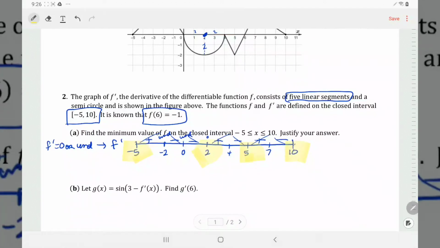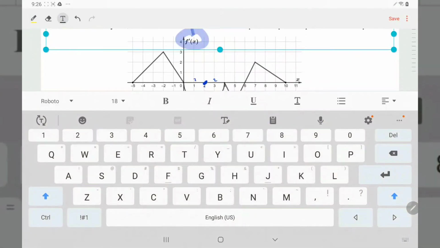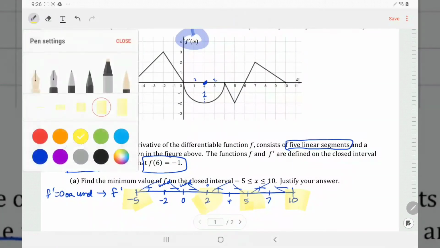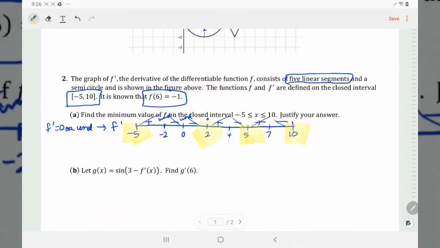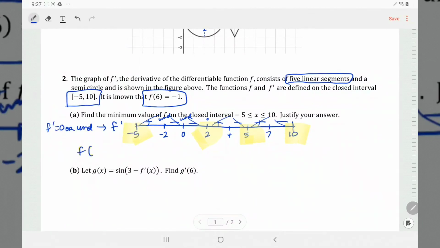So that seems to be a lot of work. That's why I'm thinking maybe I would pass on this question and go to another part of the question first. Okay, so I need to calculate what f of negative 5 is. I need to calculate what f of 2 is, what f of 5 is, and what f of 10 is.